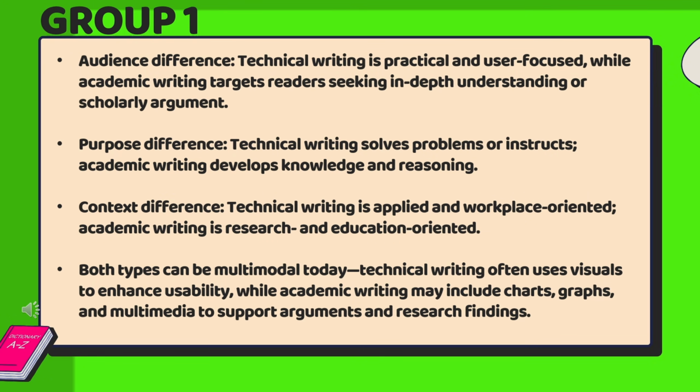Audience difference: technical writing is practical and user-focused, while academic writing targets readers seeking in-depth understanding or scholarly argument. Purpose difference: technical writing solves problems or instructs. Academic writing develops knowledge and reasoning. Context difference: technical writing is applied and workplace-oriented. Academic writing is research and education-oriented. Both types can be multimodal today. Technical writing often uses visuals to enhance usability, while academic writing may include charts, graphs, and multimedia to support arguments and research findings.